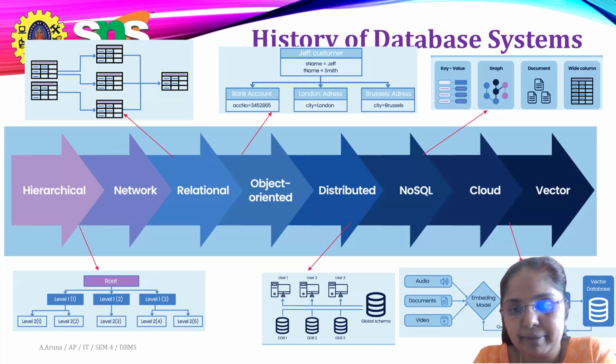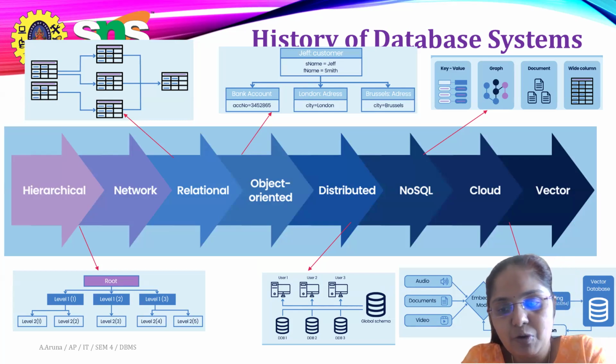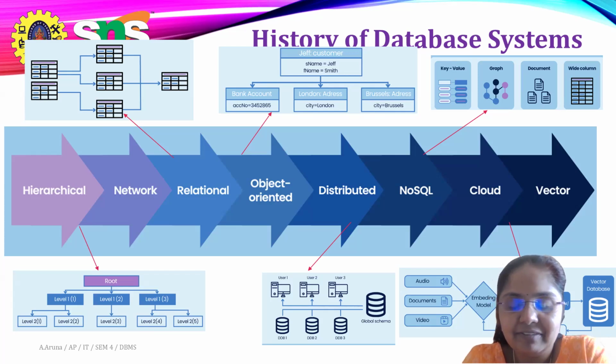NoSQL can be represented by key values, graphs, documents and wide column. Nowadays we are using a combination of SQL and NoSQL, which can be called NewSQL. After that we have the cloud. Nowadays we are using the vector type of database system in real world applications.